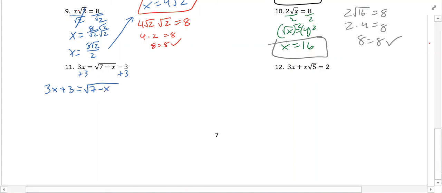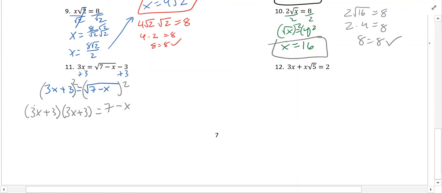So now I can square both sides, but you have to be careful because 3x plus 3 is now an expression. They're bounded by these parentheses. So when we square both sides here, you're not just distributing the square, you're squaring the whole expression. So you need to write it out twice. So 3x plus 3 times 3x plus 3 equals 7 minus x, which means now at this point I need to distribute and see what I get.